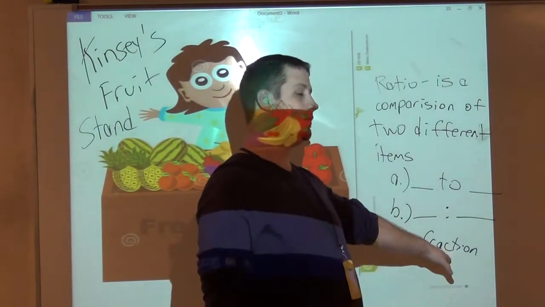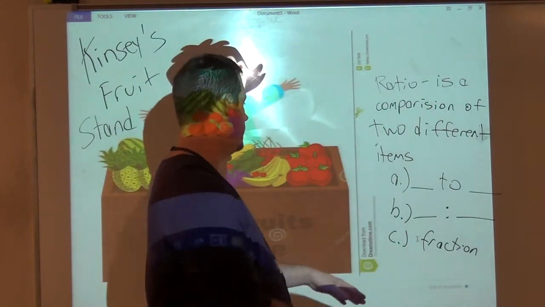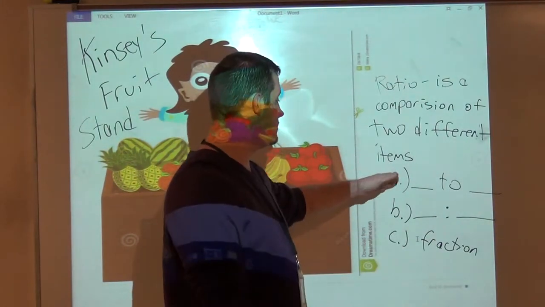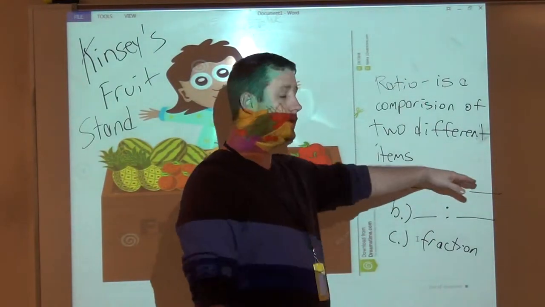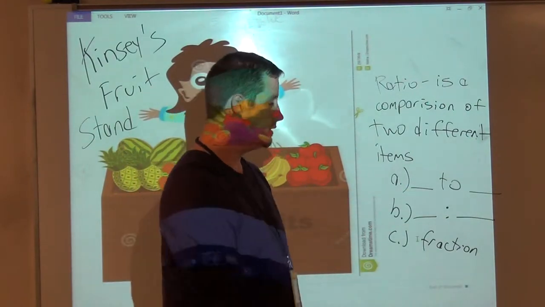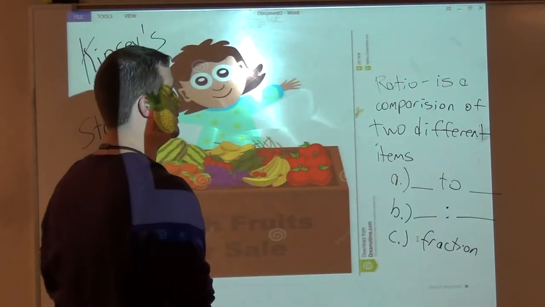So this is how we generally see the information presented in a problem, in a fractional format. But we need to be prepared for when it shows up in a word problem using the word "to," or possibly when it's in one of our answer choices using the colon symbol. So ratio, very simply put, is a comparison of two different items.